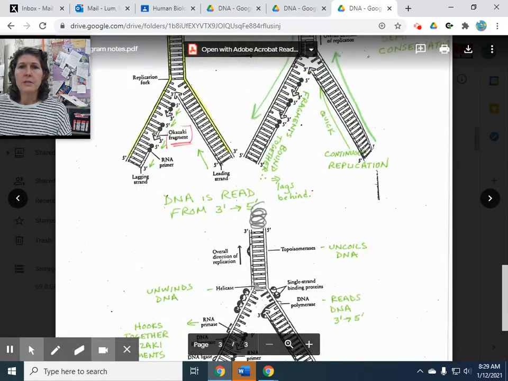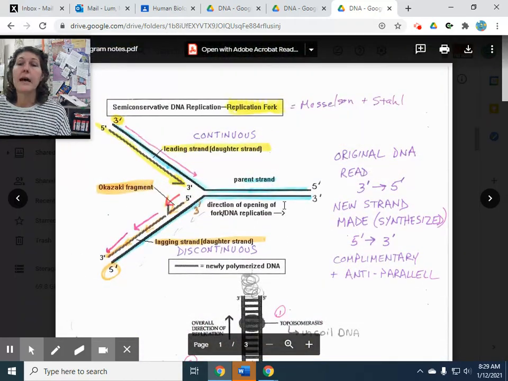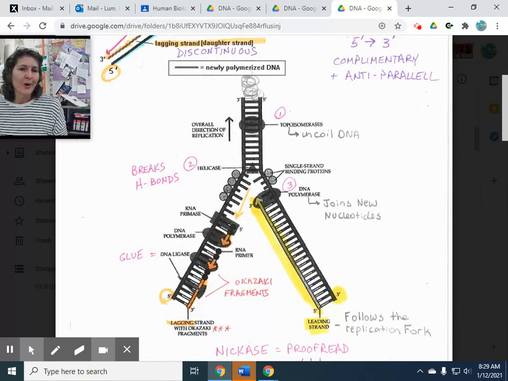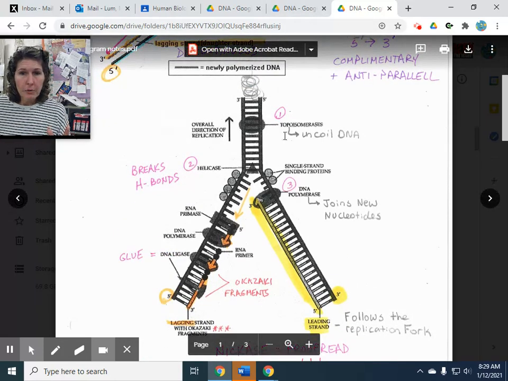Underneath, you will also see another diagram. It is the same exact thing that we just went over, just a different view. I do like this one because it shows you all your enzymes together in one place. So we had this supercoil up here.